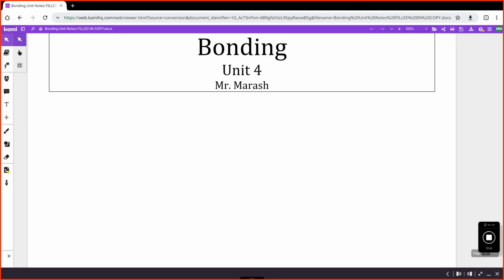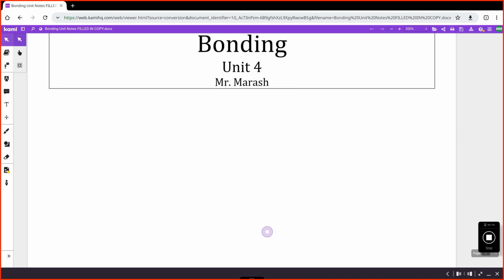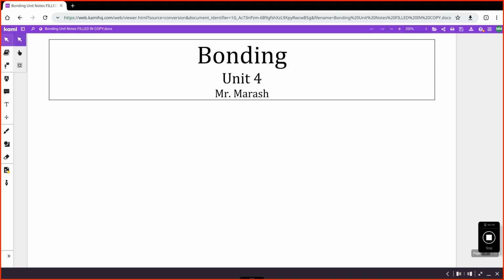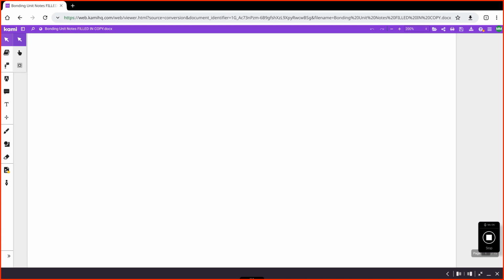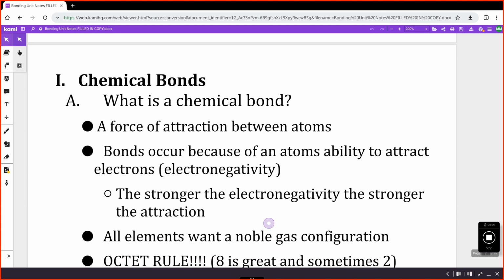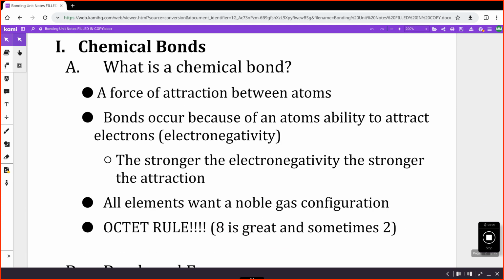This unit is called bonding. It is the fourth unit that we cover in New York State Chemistry. And we will be learning about how chemicals bond, the different types of bonds that they have, the way that they bond, and what is involved in all things bonding. So, to get started, we will be talking about what a chemical bond is in general.